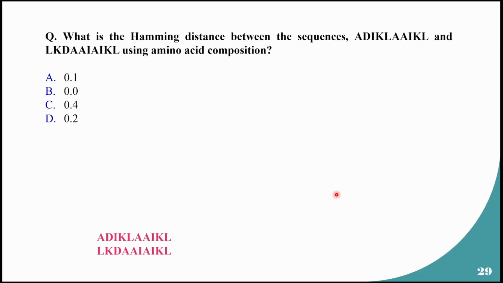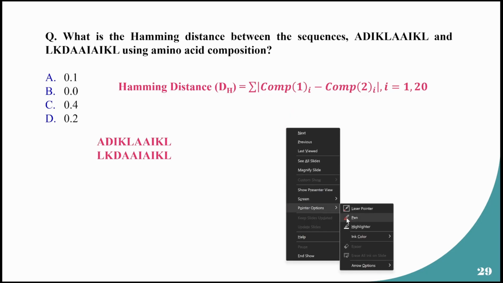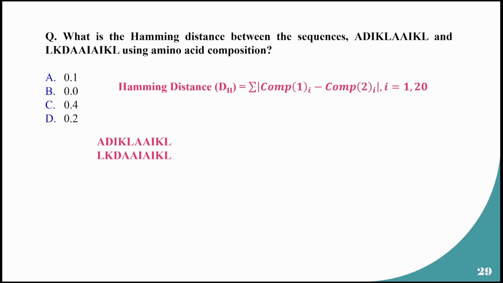Now, what are Hamming distances and how are they calculated? Basically, for each type of amino acid, you have to take the composition of that amino acid for sequence 1, and take that for sequence 2. Then you subtract these values and take the absolute value, which is why the modulus is there. Then for all of the amino acids present, you sum up the absolute values of the differences. That's how you calculate the Hamming distance.